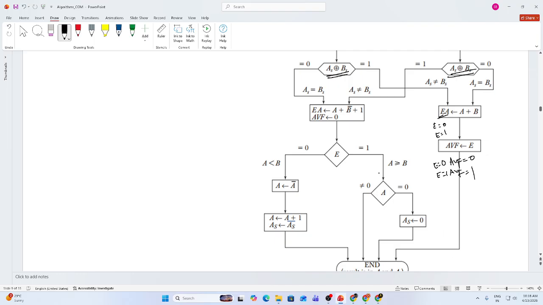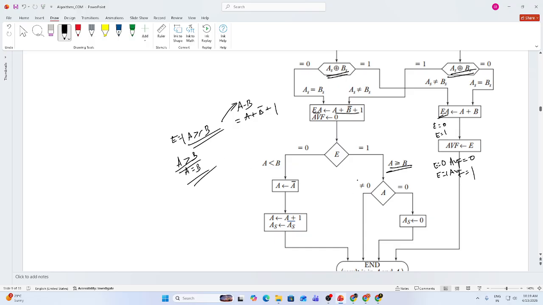But in case of subtraction, we need to do A minus B. How to do A minus B? A plus B bar plus 1, right? So I do this micro operation. Once I do this, if I get E equal to 1, what is the meaning? A is greater than or equal to B. Very good. Now, A greater than or equal to B means A may be greater than B or A may be equal to B. Two cases are there, right?